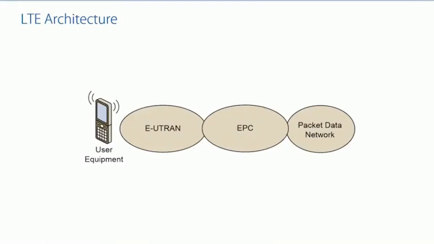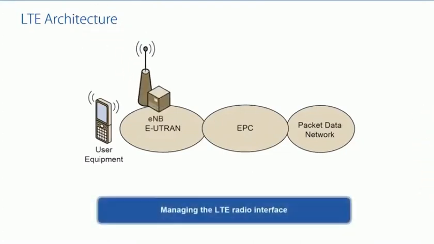Collectively, they form our LTE network. Now, in terms of what's in these different network elements, in the RAN, we encounter the evolved Node B. And this is the only element that you'd expect to see in the eUTRAN. The evolved Node B is there to manage the air interface. It will look after things like scheduling, handovers and security.